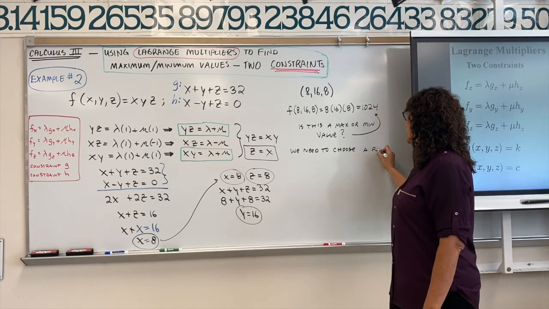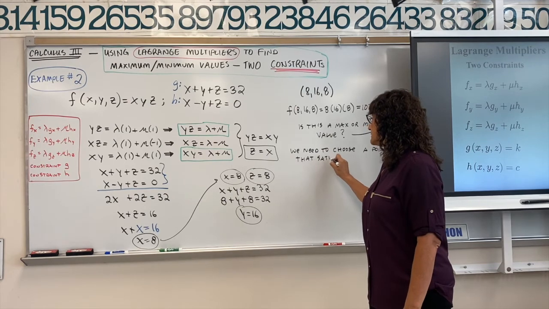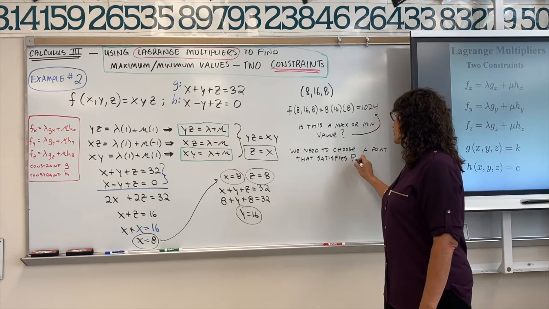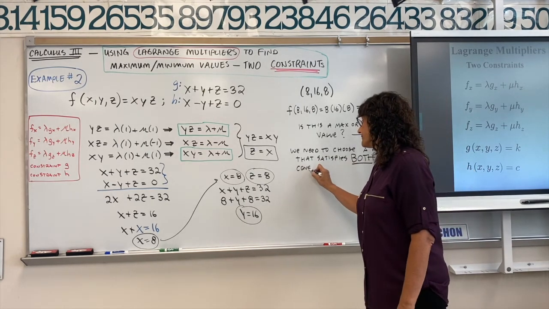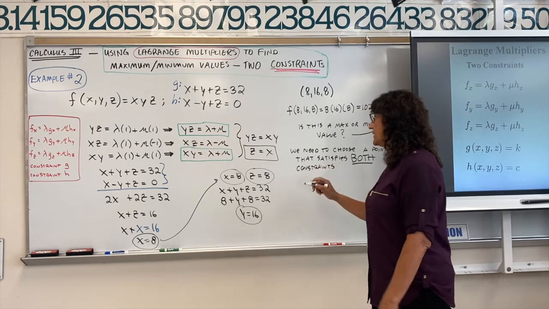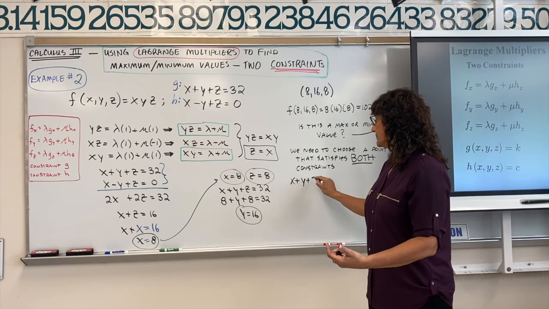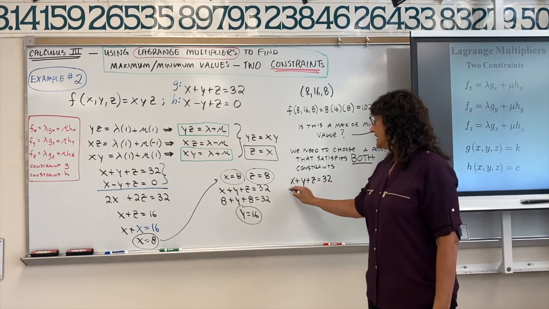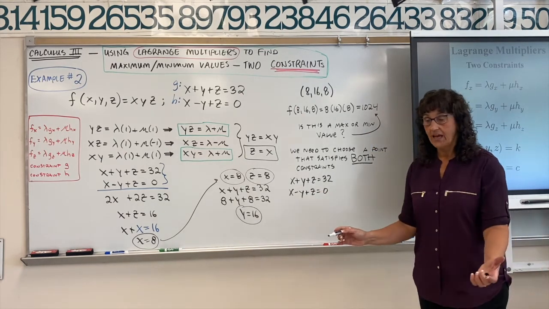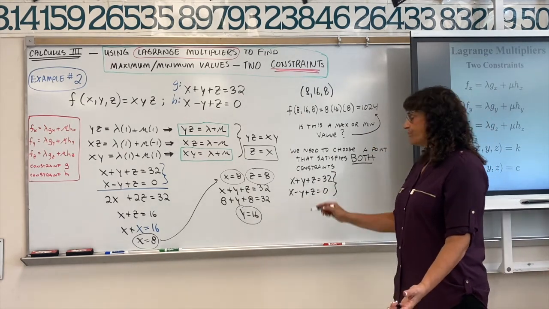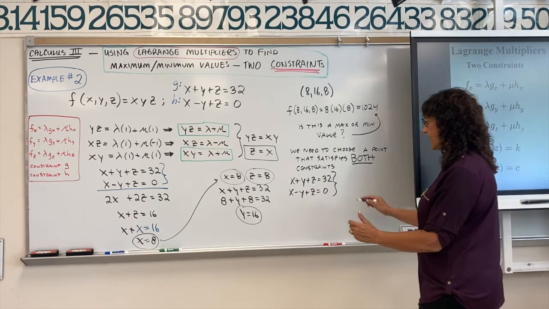a point that satisfies both constraints at the same time. We need to think of something. What are the constraints? We need to think of 3 numbers that add up to 32, and then x minus y plus z. What do we have that satisfies both constraints at the same time? You just have to think of something that might possibly work.